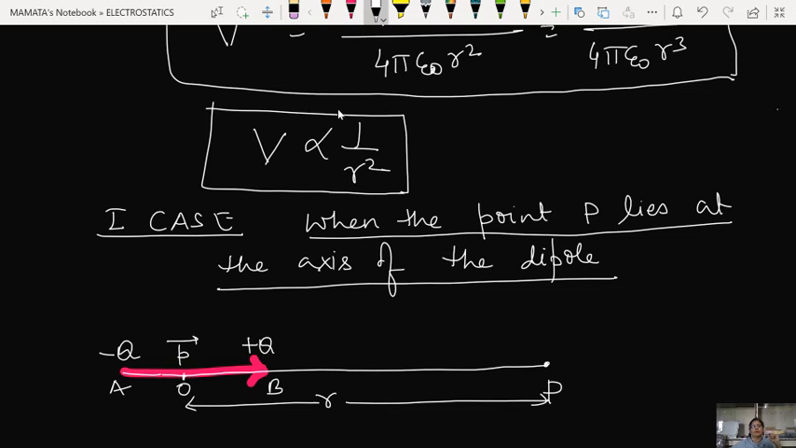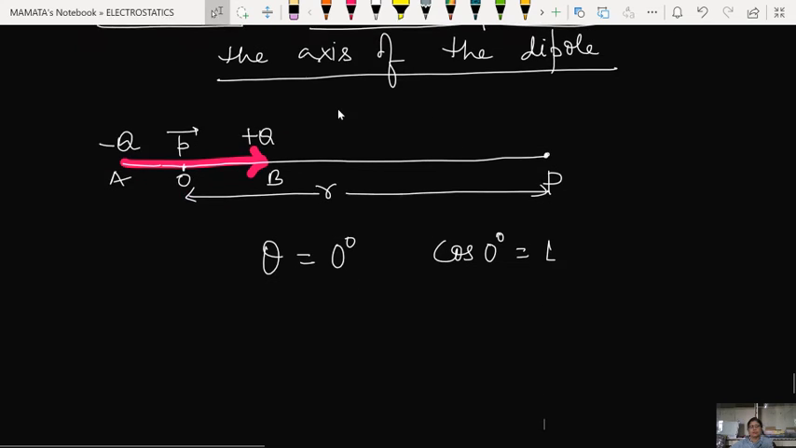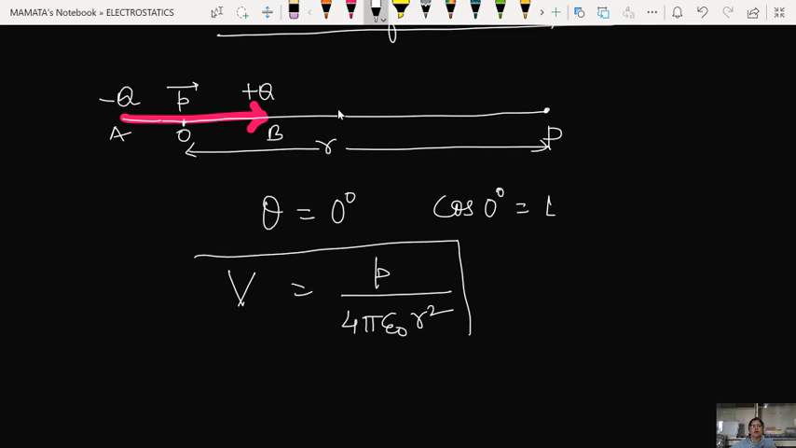Dipole moment is from minus to plus. What is the angle? Theta here equals 0 degree. It means cos 0 degree equals 1, and we can say V equals P upon 4 pi epsilon naught r square. This is the formula for the potential at an axial position.